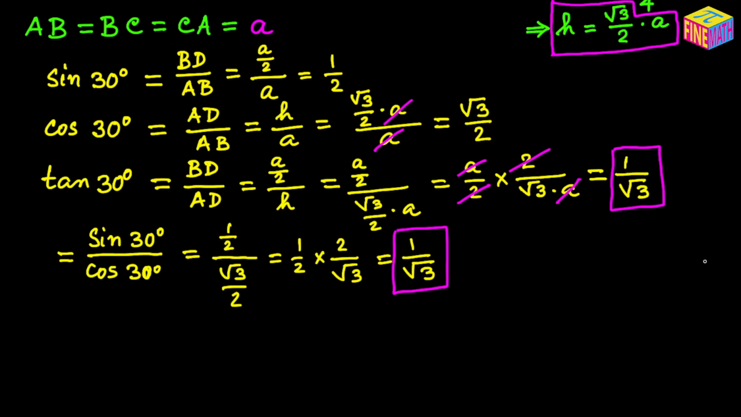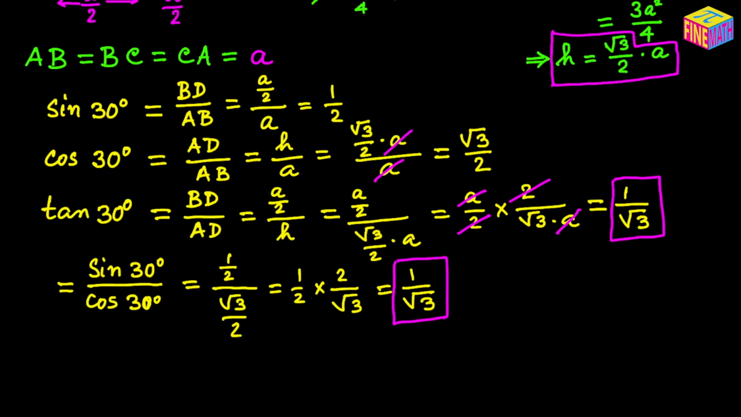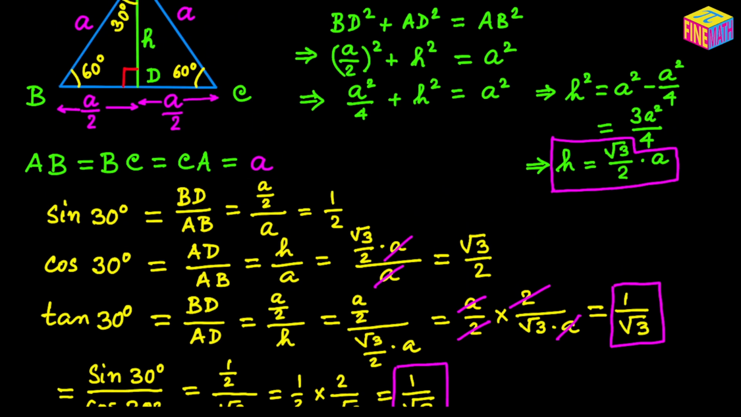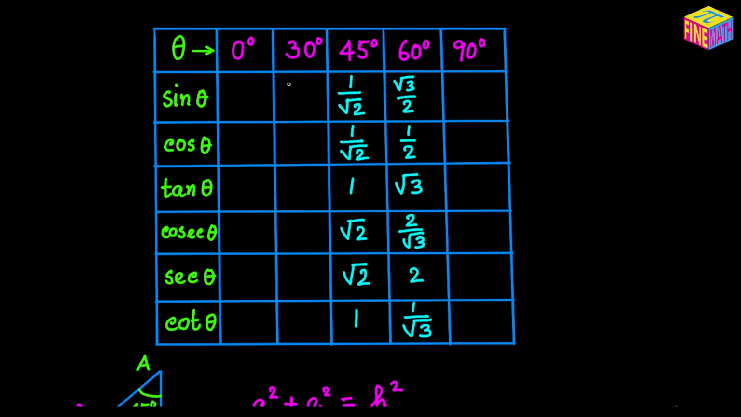Alright, so I think we got all the necessary values. Now we should be able to fill up our table. So let's go there and let's try to fill up. So our sine 30 degree was half, cos 30 degree was root 3 by 2, and tan 30 degree was 1 by root 3. So let's fill in the table. Sine 30 degree would be half, cos 30 degree was root 3 by 2, and tan 30 degree was 1 by root 3.